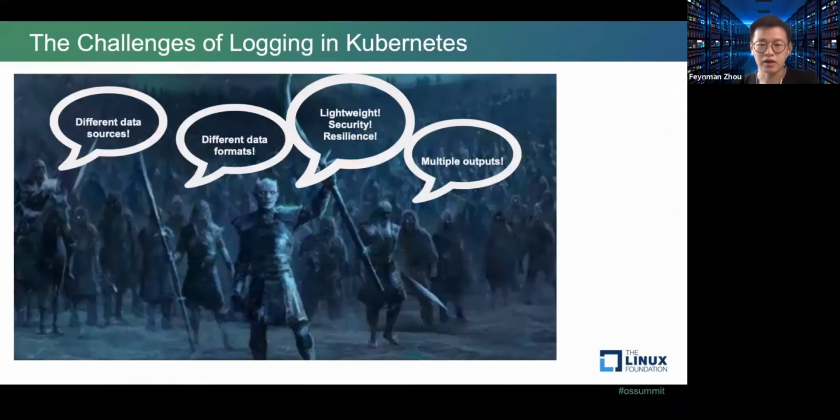I think you may know Game of Thrones. This is a screenshot from Game of Thrones, and the White Walkers tell us that we have a lot of challenges of logging in Kubernetes. We have multiple and different data sources. We have different data formats. And the White Walkers King said that we need lightweight, security, and resilience. We also have the challenge of multiple outputs and destinations.